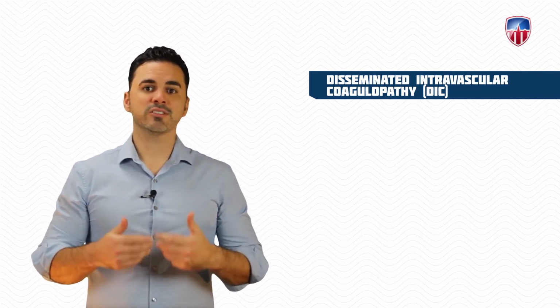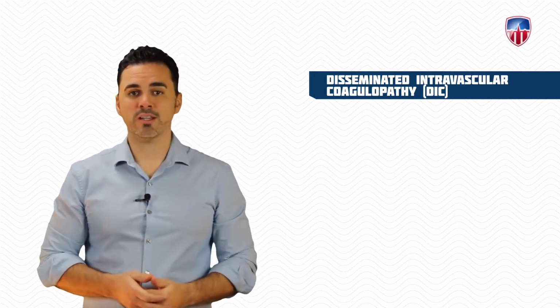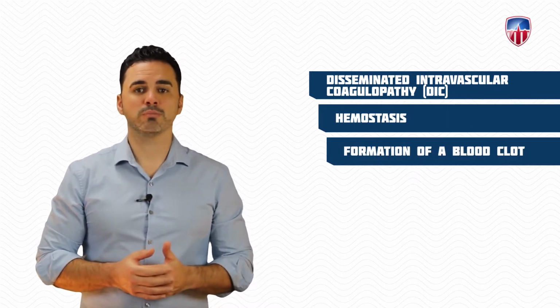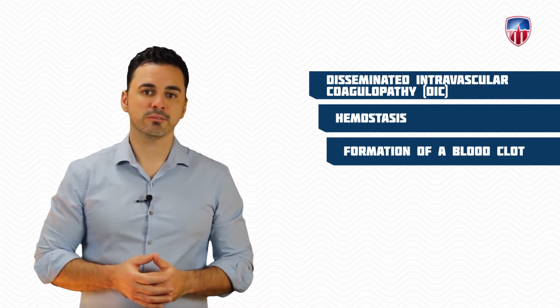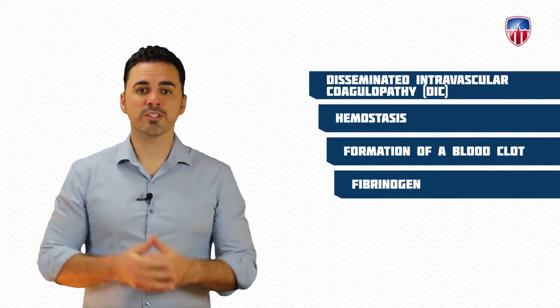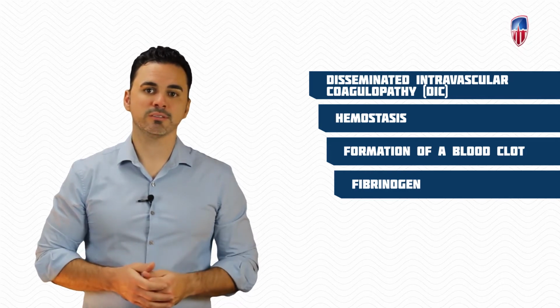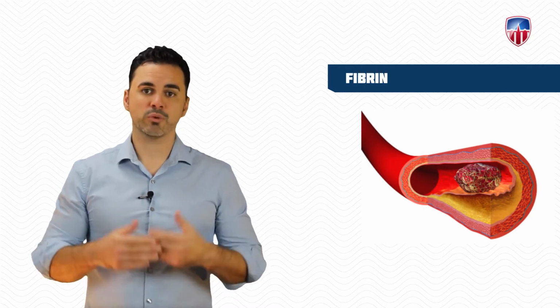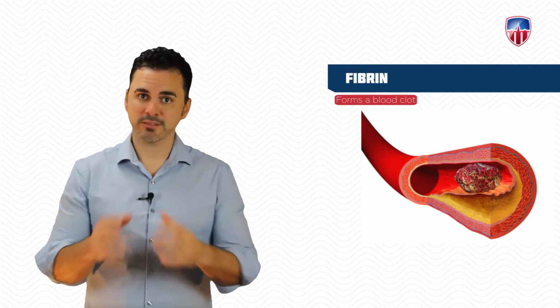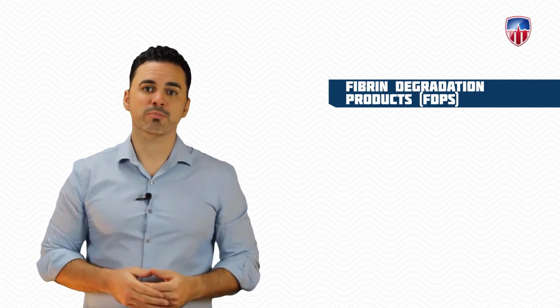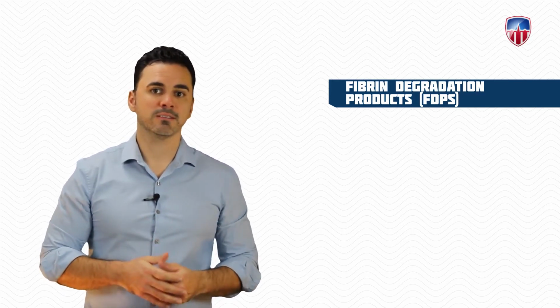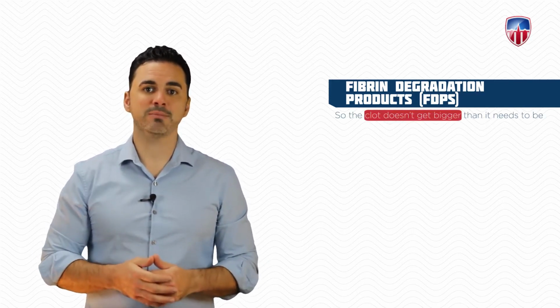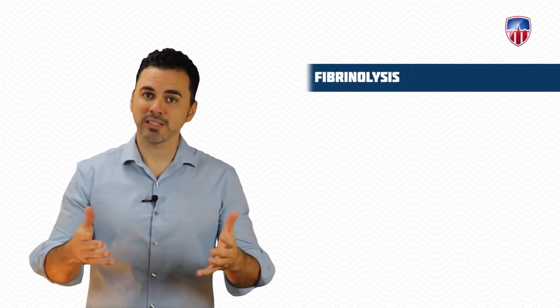Normally, when a blood vessel is injured, there are multiple steps in the process of hemostasis and the formation of a blood clot at the site of the injury. Now, if you recall, fibrinogen is made and secreted from the liver. When there's vascular injury, fibrinogen is converted to fibrin, which, along with platelets, is going to form that blood clot. And then after it's formed, the body starts to dissolve that clot down into pieces called fibrin degradation products, or FDPs. This is so the clot doesn't get bigger than it needs to be. This process is known as fibrinolysis.